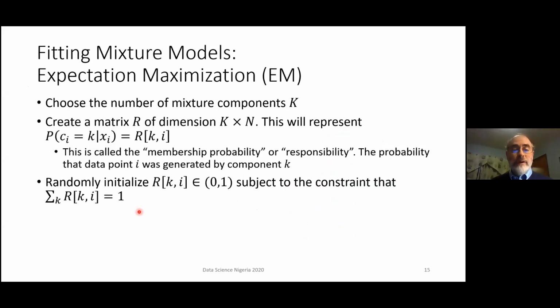So what we can do is randomly initialize these responsibilities, the responsibility of cluster K for generating point I, subject to the constraint that they sum up to 1. We might use the uniform distribution, but actually it's good to randomize it, as long as we don't assign zeros to anybody.